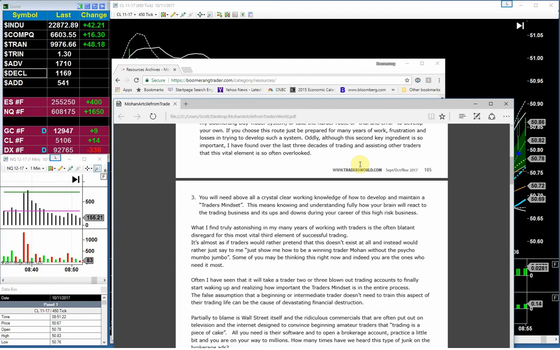Now, here's one that really blows my mind. Number 3, above all of the above, number 1 and 2, you will need a crystal clear working knowledge of how to develop and maintain a trader's mindset. That's right. This means knowing and understanding fully, not partially, but fully. You have to get into it and study it, how your brain will react to trading business and its ups and downs during your career in this high-risk business. So that's number 3, and that is incredibly important.